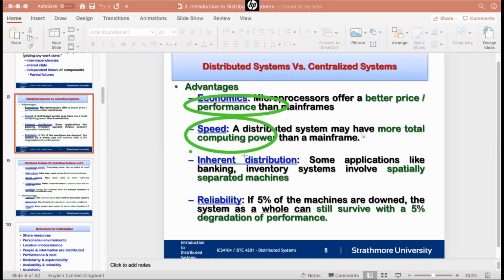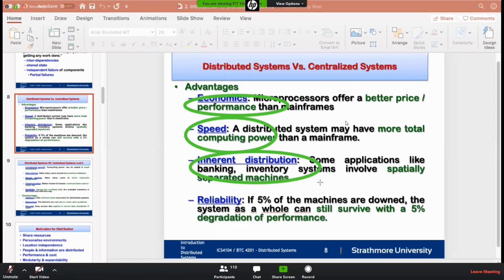Then, of course, inherent distribution. Right now, as we talk, you are spatially separated. We are in different locations. So you can work at home, work in transit, wherever you go. That is spatial inherent distribution.